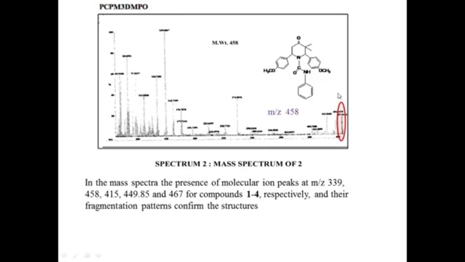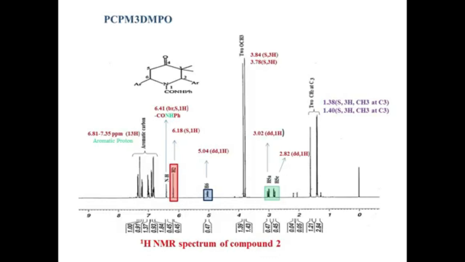I can find out my molecular weight, m/z is 458. And you can easily find out the molecular mass using mass spectroscopy. Another one is the proton NMR spectroscopy of the phenyl carbonyl derivative compound. We can easily find out the doublet of doublets, triplet of doublets, and other values from 0 to 9. So I can find out the compound.